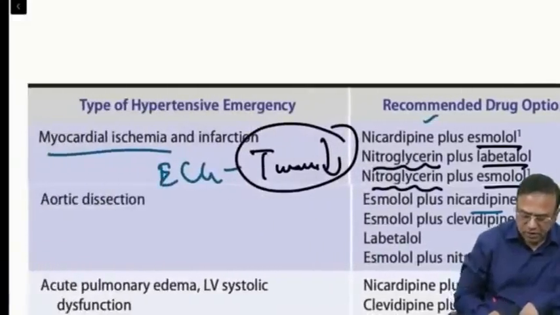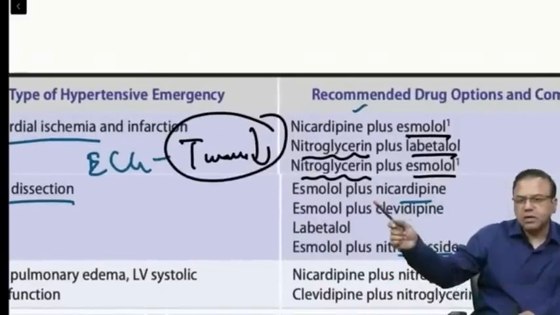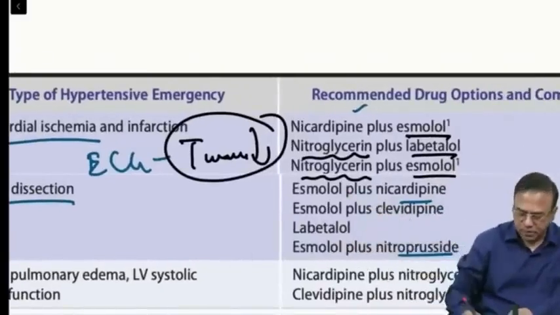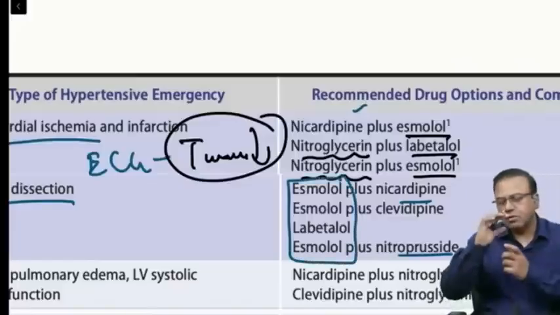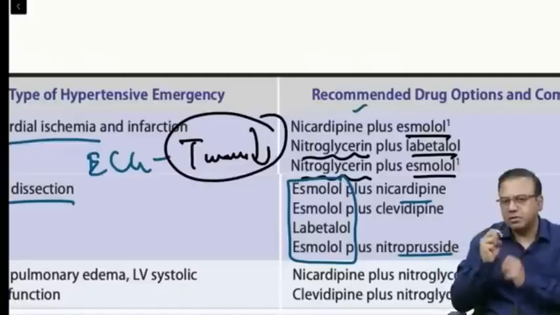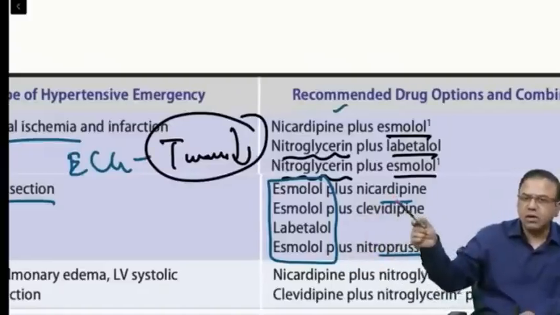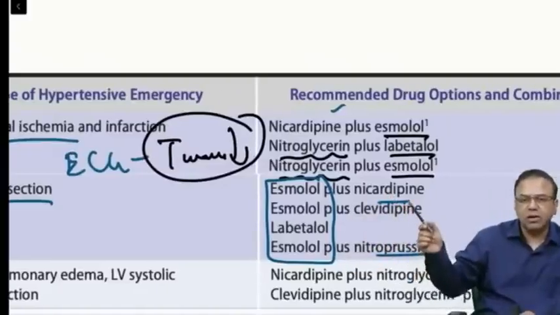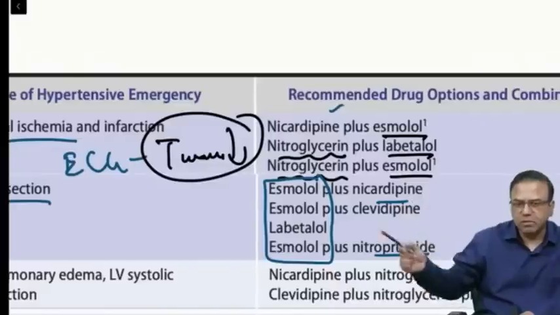If you're looking at dissection of the aorta, then if the patient has dissection, a beta blocker is a must. Beta blocker is a must because the tear in the aorta is because of the cardiac pump thrust. First we need to cut that. Then you can add nitroprusside or nicardipine, clevidipine, any of these. But beta blocker is first.